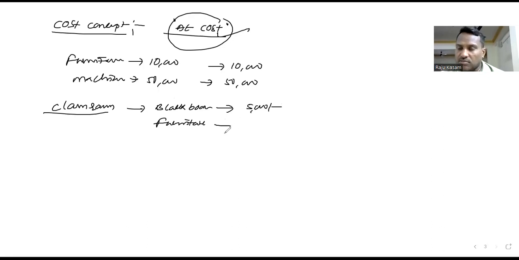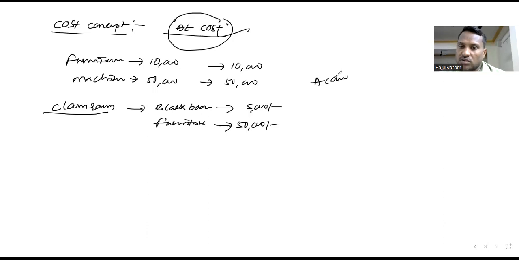At the same time, for furniture like benches, for student convenience, they provided the furniture. The furniture cost is 50,000. So the college spent 5,000 rupees for the blackboard and 50,000 rupees for furniture.